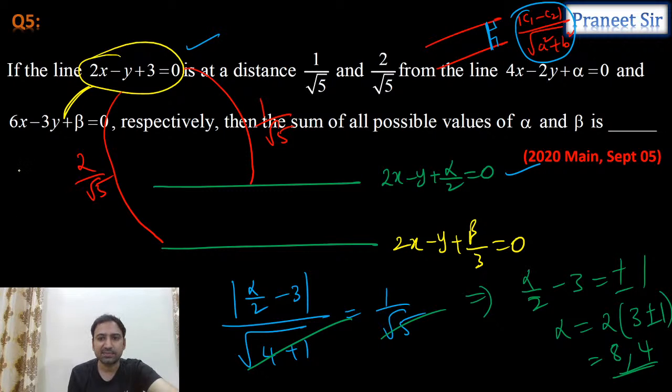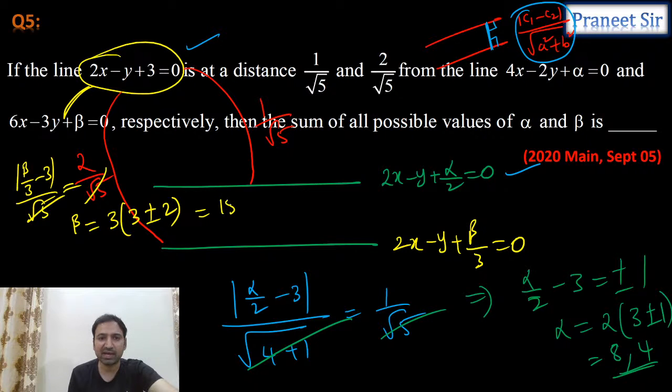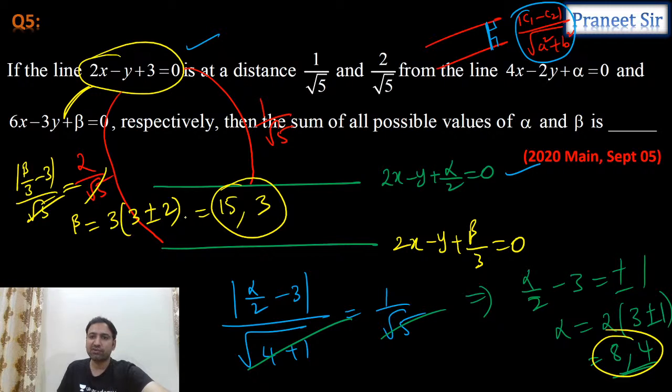So can we write it as mod beta by 3 minus 3 by root 5 is equals to 2. Root 5 cancelled, and how much are we getting, guys? Beta is equals to 3 times 3 plus or minus 2. So from this, what are the values we are getting? One value 15, another one is how much? Another one is 3. Yeah, these are the values we are getting. So total alpha value is 8 and 4, beta value is 3 and 15. So when we add all this, how much are we getting? Are we getting 30?